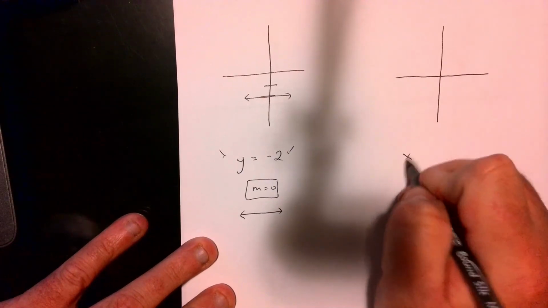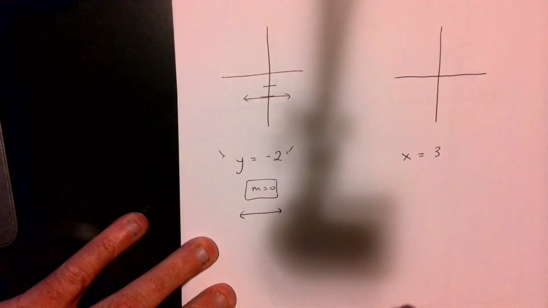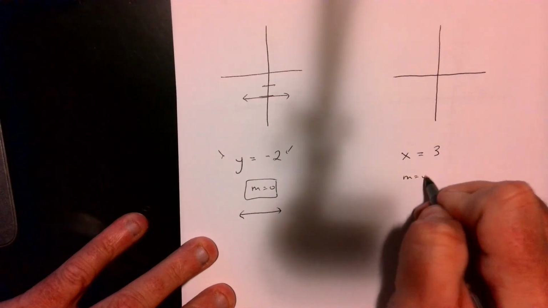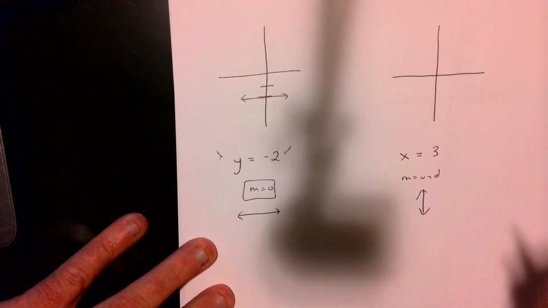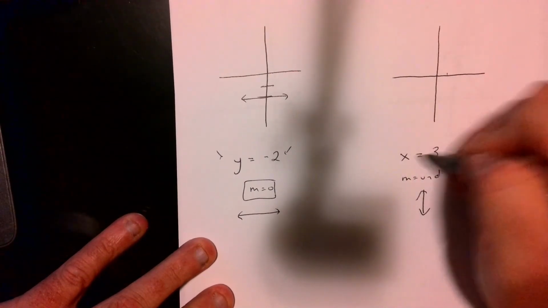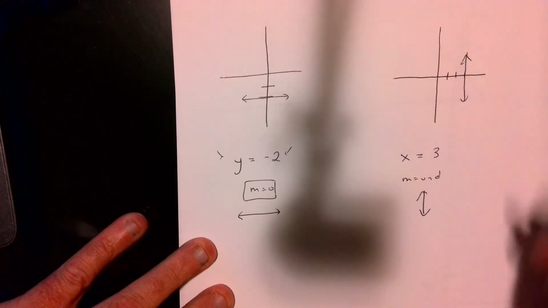And then vice versa, if we get x equals a number, those are where our slopes are undefined. And those are our vertical lines. So you simply go over to where it tells you on the x, it says x is always 3, and then you draw your vertical line.